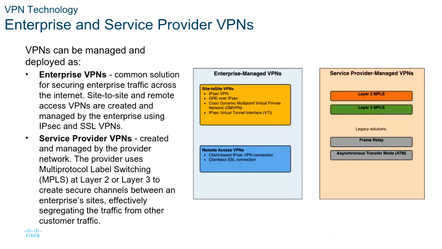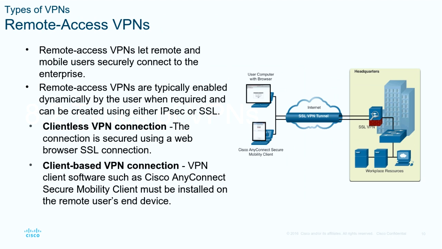Service provider VPNs are used by the service provider. They will do this stuff for us, and they'll use something like multi-protocol label switching to make sure our traffic is segregated from other people's traffic, so that they can't hear our traffic, they can't see it. So a remote access VPN, users that are at a remote branch, or maybe they're working from a hotel room or working at home, they need to be able to connect to the company.